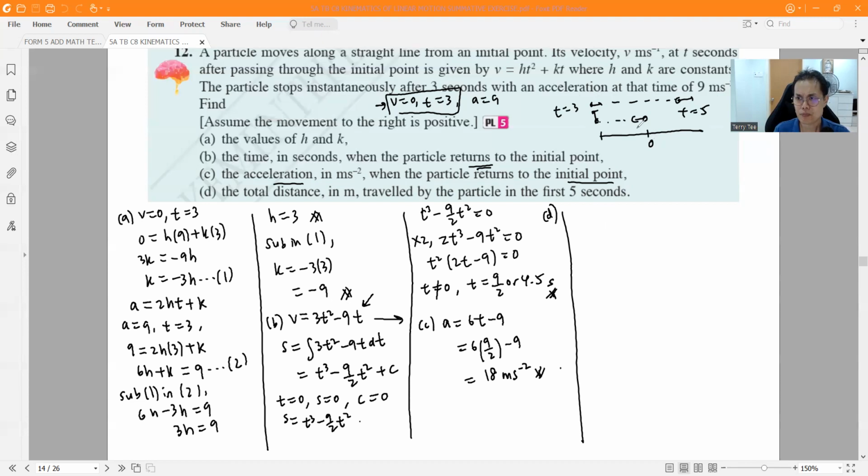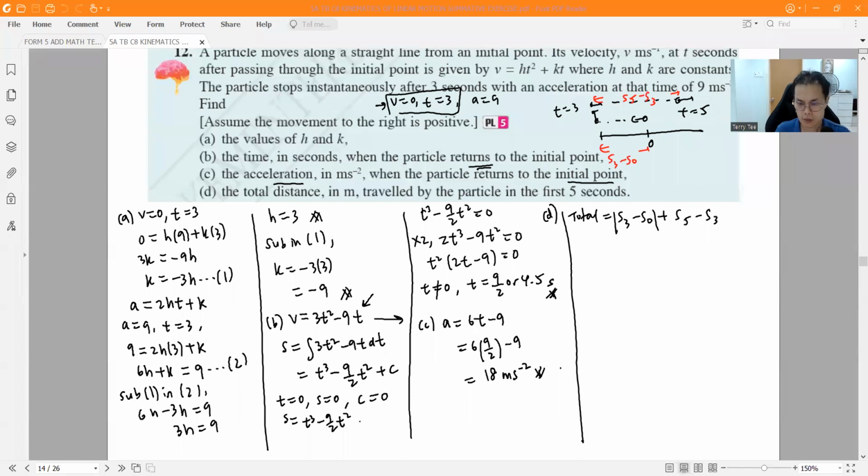Okay, now, the main thing is to find the difference between these two values. This is your S3 minus S0. This is your S5 minus S3. We need to find this. Since I already have my displacement function, my total distance will be S3 minus S0, plus S5 minus S3. Now the S3 minus S0 part will be negative, so I'm going to modulus it, right?